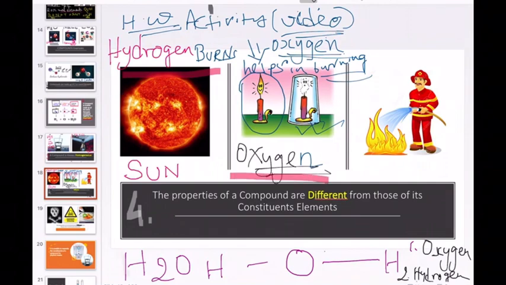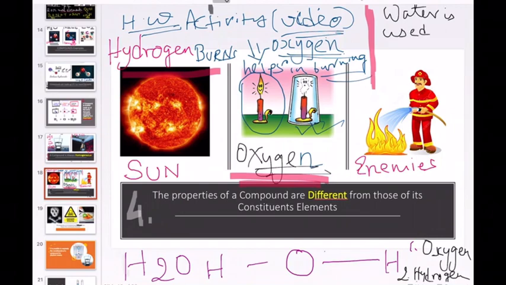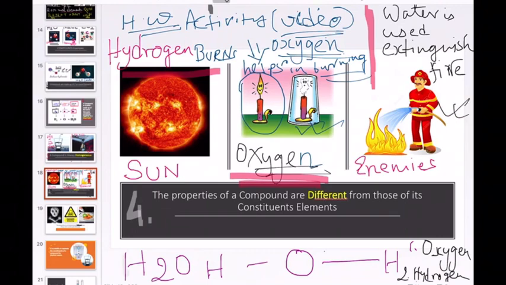Now, hydrogen burns, student. Oxygen helps in burning. What about the water and the fire? They are the enemies, right? Water and fire, they are enemies. Water is used to extinguish fire, put off fire. That's what a fireman does. Sprinkles water with hose pipe to put off fire, right?